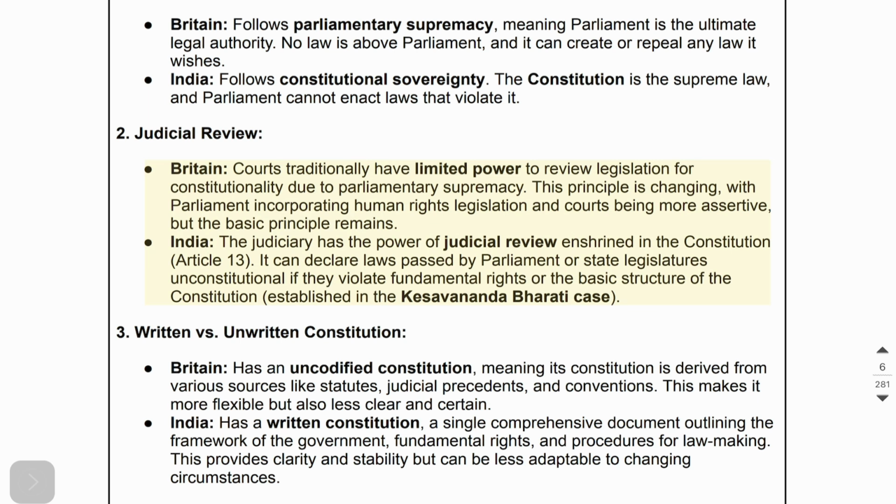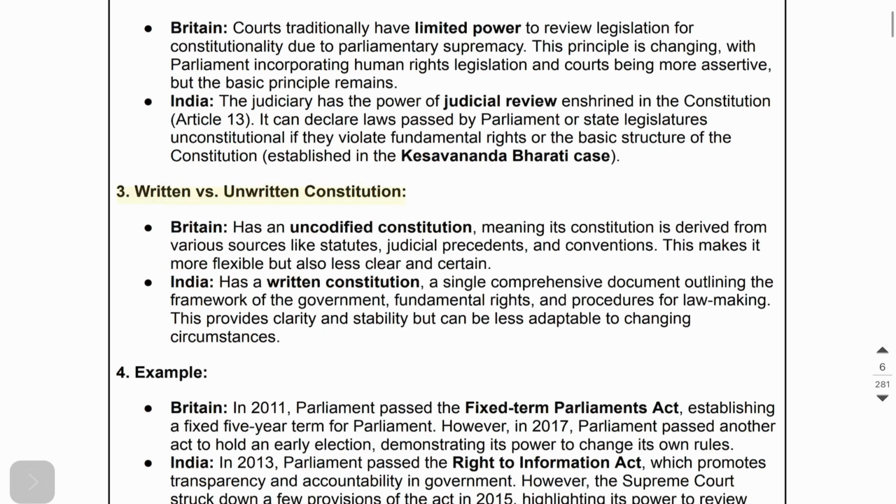India. The judiciary has the power of judicial review enshrined in the Constitution. Article 13. It can declare laws passed by Parliament or state legislatures unconstitutional if they violate fundamental rights or the basic structure of the Constitution, established in the case of an authority case.